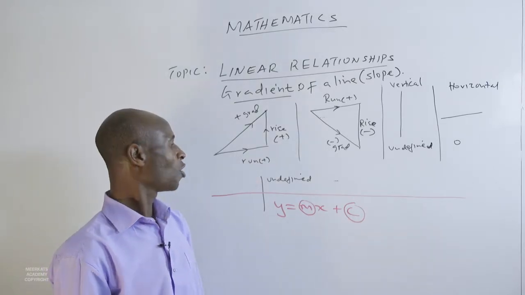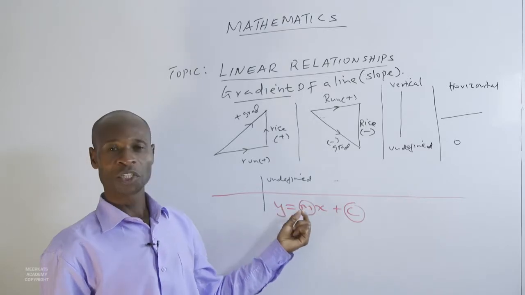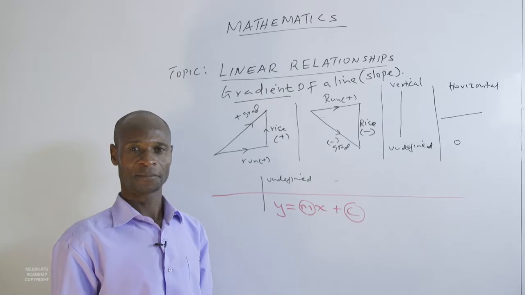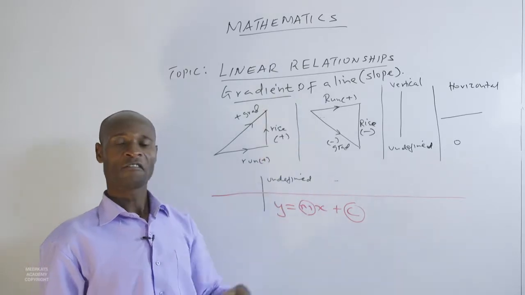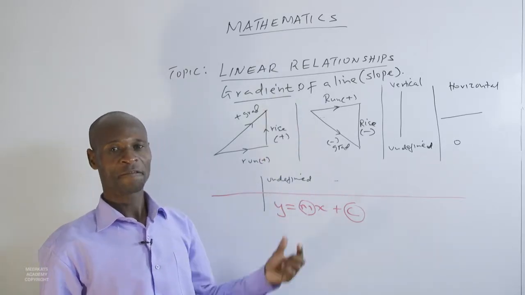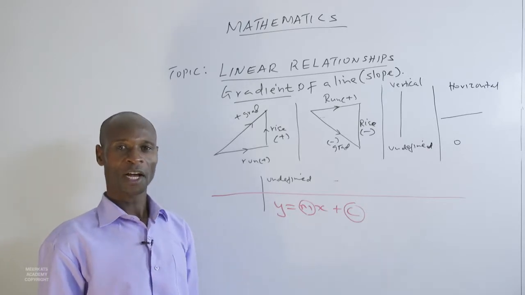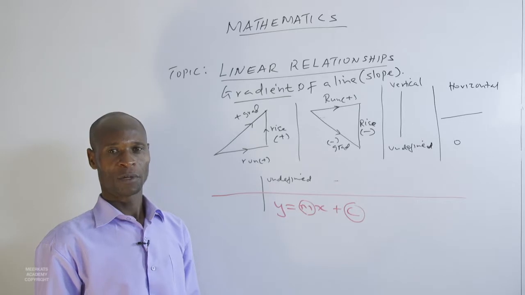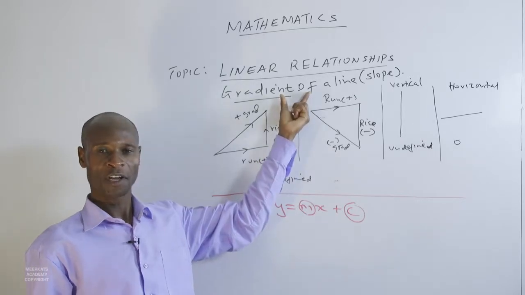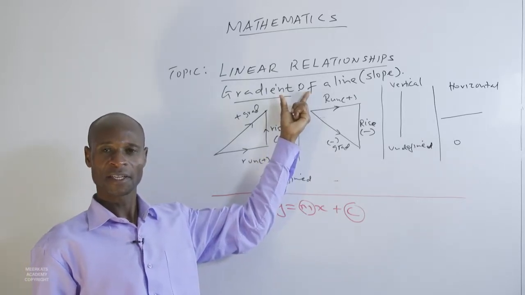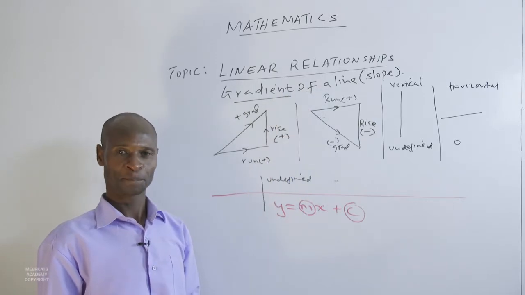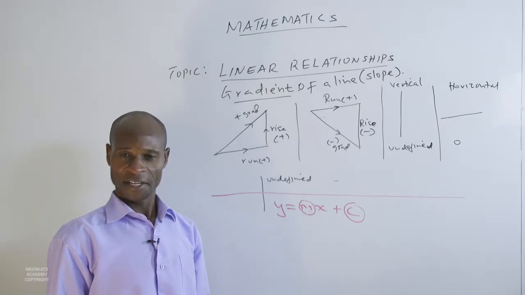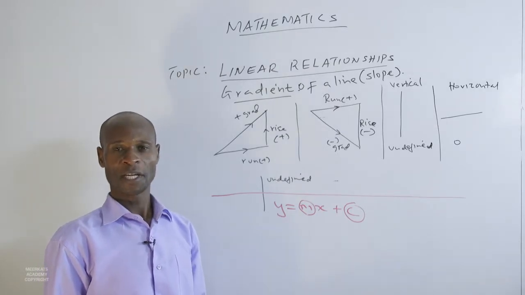Now, before we go to that detail, we shall define the meaning of gradient of a line. Gradient of a line is simply defined as the measure of the steepness of the slope. The measure of the slope of any straight line is the gradient of that particular line. Now, how do we determine the gradient of a line or the steepness of a line?